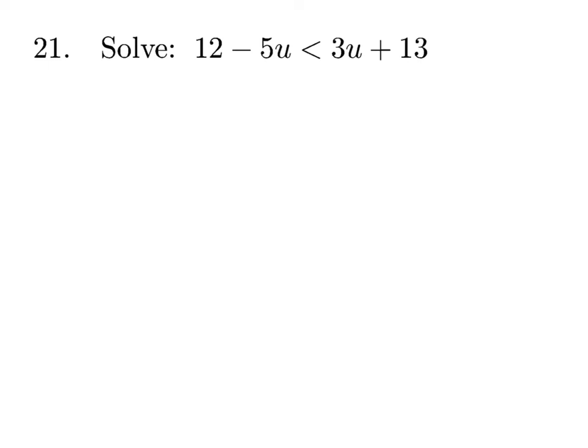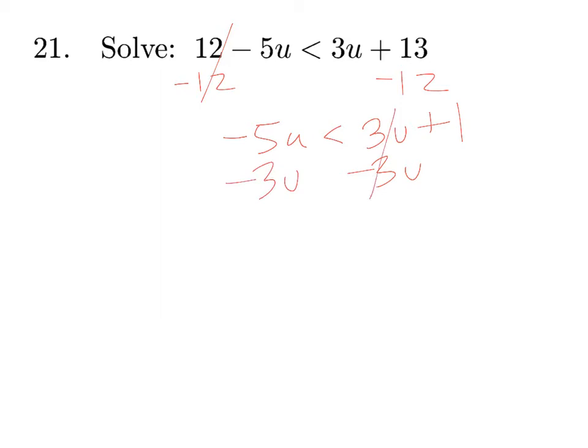Okay, no like terms to add here. We just need to move around from left to right and right to left. I'm going to isolate the variable on the left side, so I'm going to subtract 12 here. Negative 5u is less than 3u plus 1. Then I'll subtract 3u to go to the other side. I have negative 8u is less than 1.